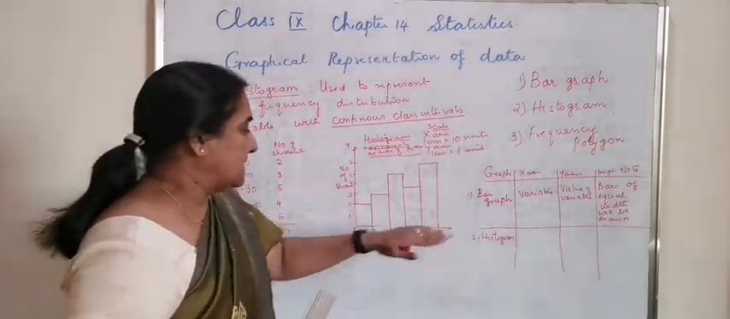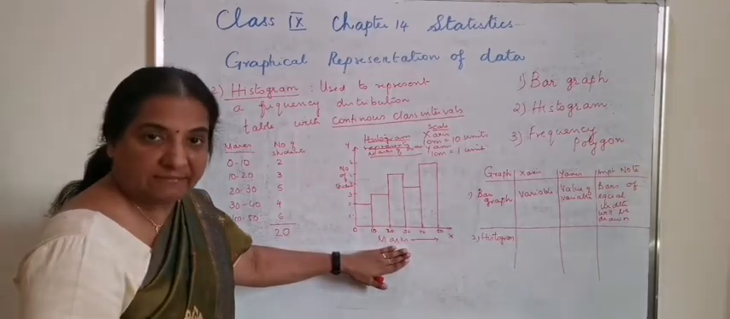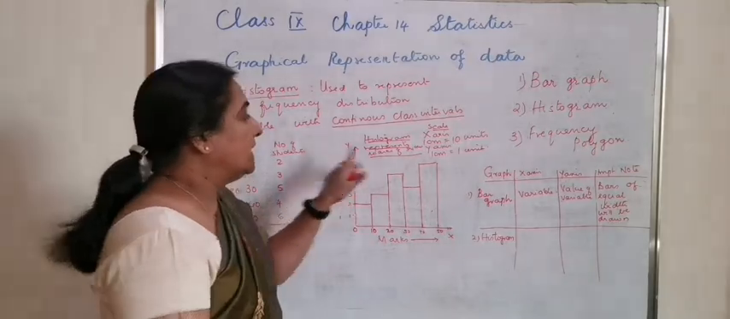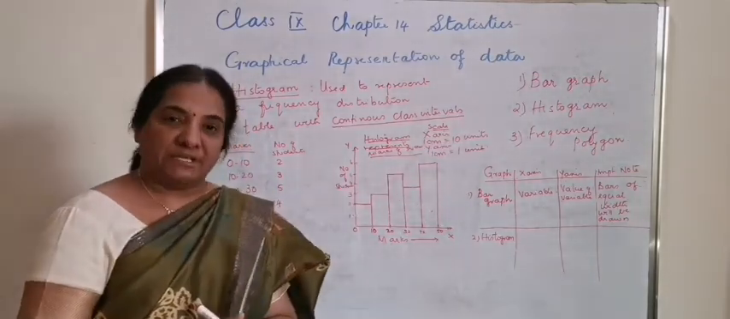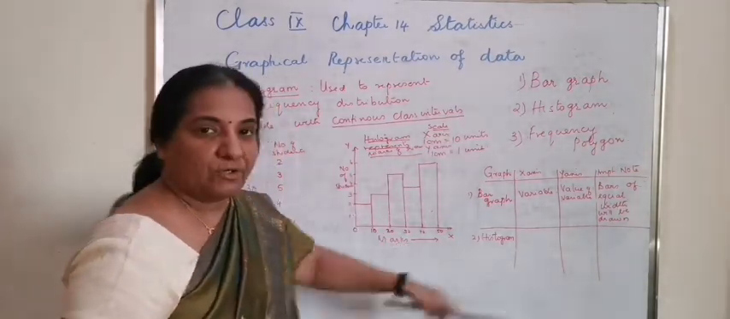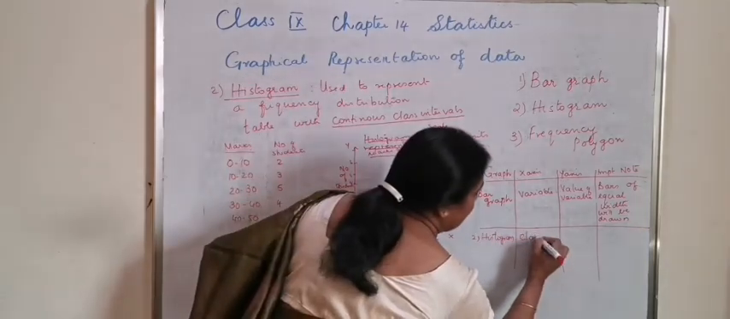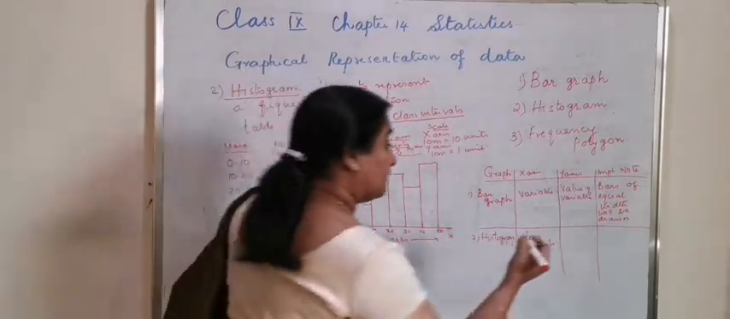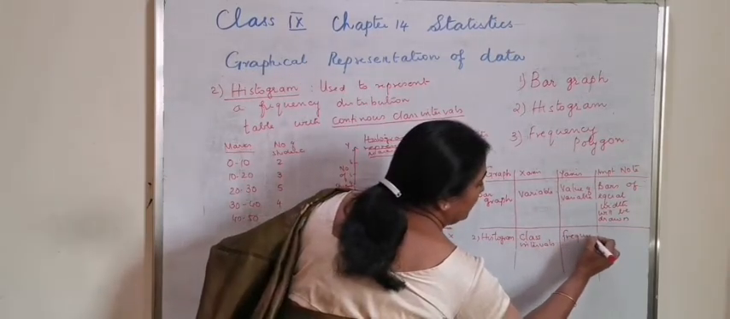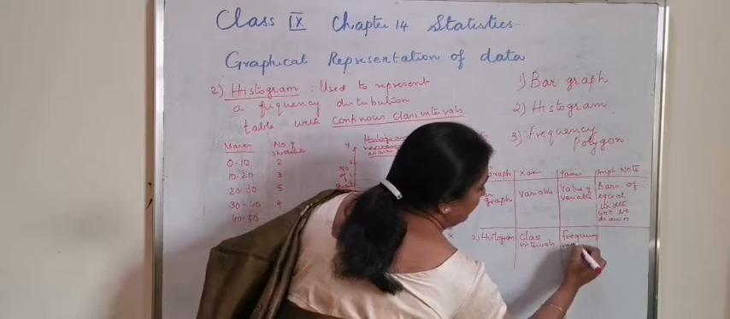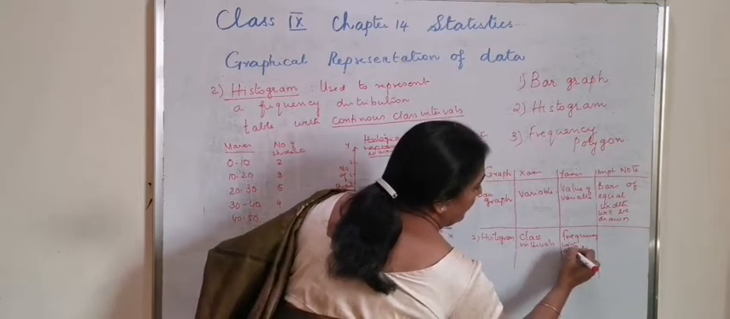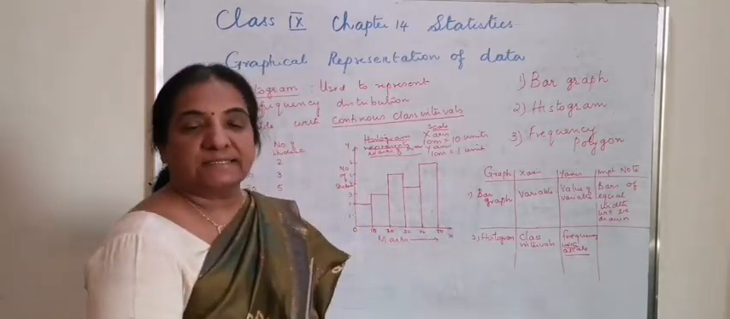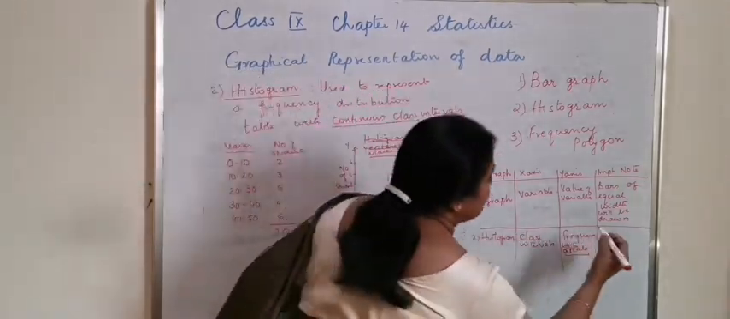On the x-axis you will mark the class interval, on the y-axis you will mark the frequency, and a scale factor should always be mentioned. That is, for a histogram, on the x-axis, class intervals, on the y-axis, frequency with a scale factor. And the important note is the class intervals should be continuous.